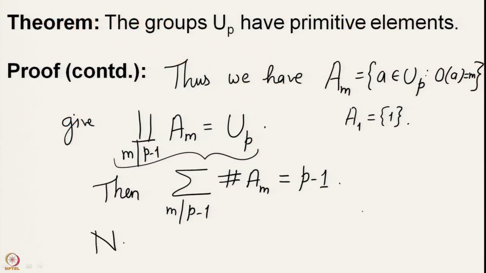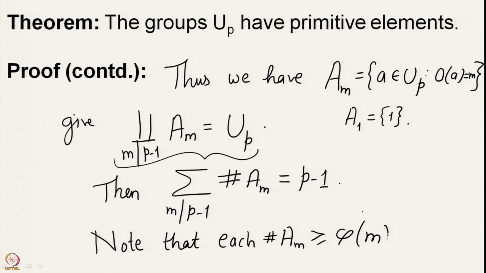Now what we have further is the following thing. Note that each Am has cardinality bigger than or equal to phi m. Why do I say this? This is because when you take a particular m and you take an element of order m, we are looking at, so this is true whenever Am is non-empty.